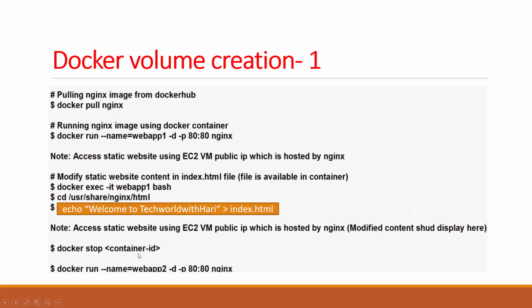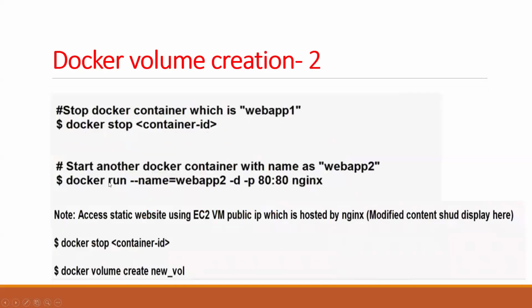Docker stop container ID. So it will stop the container. Docker run --name web2 -d -p 8080. You created the second container. Docker volume creation: stop the Docker container and start another Docker container with the name web2 on 8080.